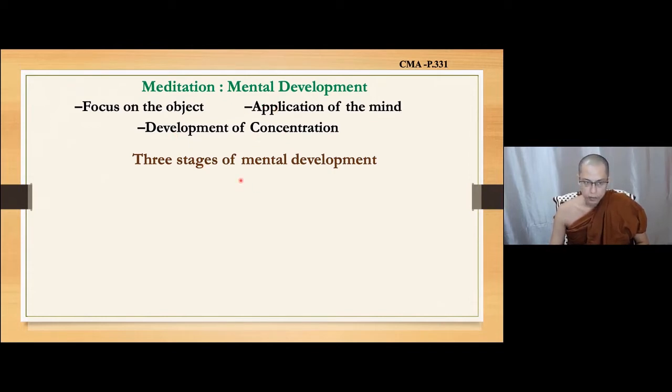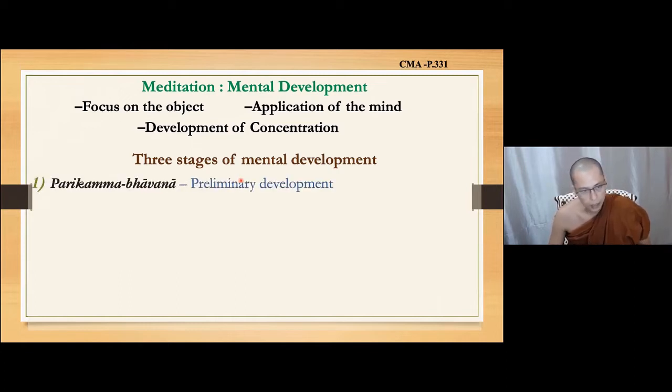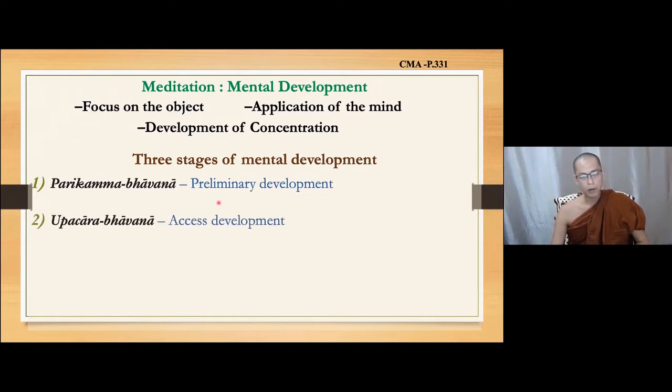Okay, there are 3 stages of mental development, as mentioned in the Abhidhamma Sangaha. Parikamma Bhavana, the preliminary development, is the very beginning level of the meditation. Focusing, application, and development of concentration are all contained in this level. Then Upachara Bhavana, access development.